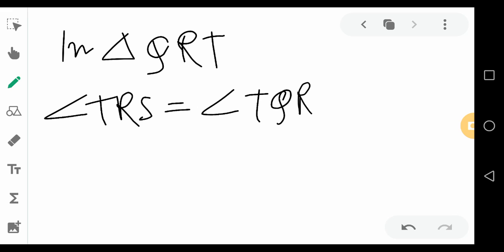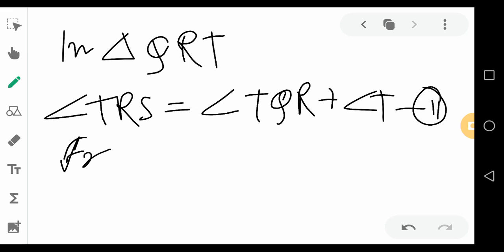Now, in triangle QRT, again using the exterior angle property, we can write angle TRS, the exterior angle of a triangle, is equal to the sum of the interior opposite angles. So TQR plus angle T. Let this be equation 2. Now adding 1 and 2, from equation 1 and 2.